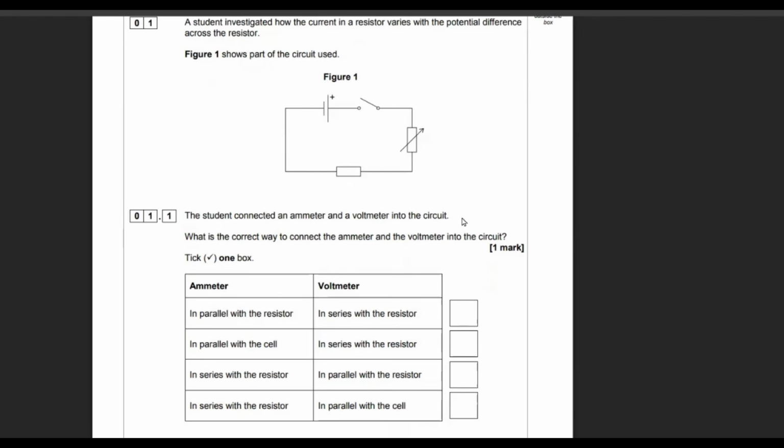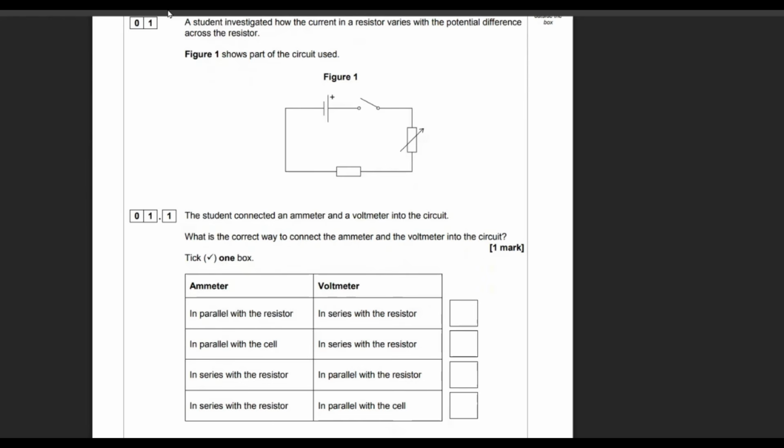It's worth 1 mark. You could choose the ammeter, put it in parallel with the resistor, in parallel with the cell, series with the resistor. The voltmeter, you've got some choices. How would you connect a voltmeter in here? And you've got those choices there. So why don't you have a go at the question? All right, I'm going to go through the answers.